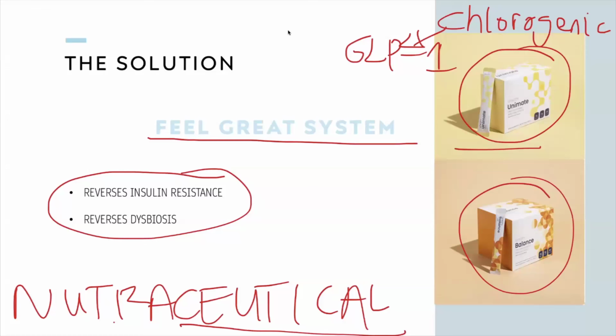So I'm going to show you how using the science of intermittent fasting and the property of chlorogenic acid initiating GLP-1 production can help to reverse insulin resistance. So, when you consume the Unimate, it's going to help you. On this system, we recommend that you fast for at least 16 hours. Have only 2 meals a day. Eat lunch and dinner. We want to use the science of intermittent fasting to reverse insulin resistance.